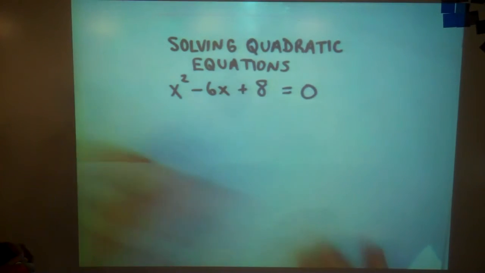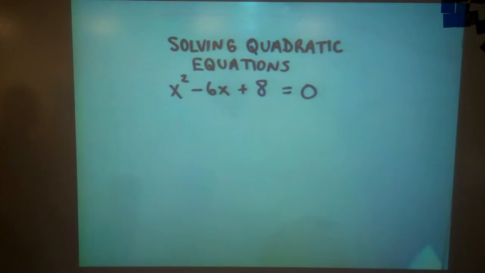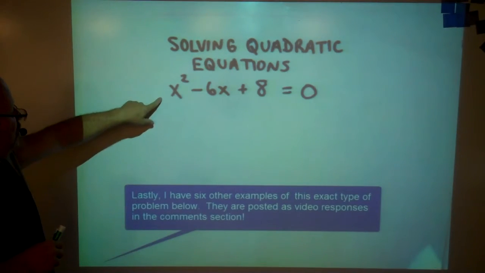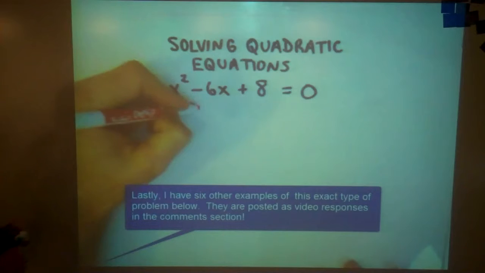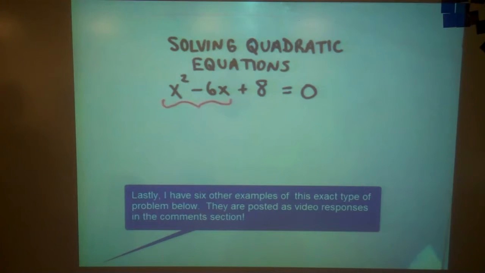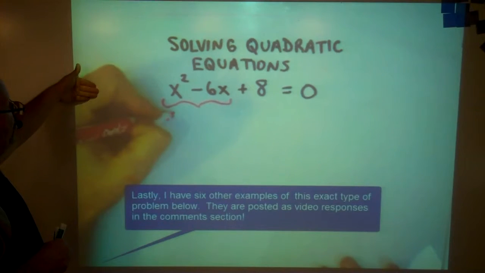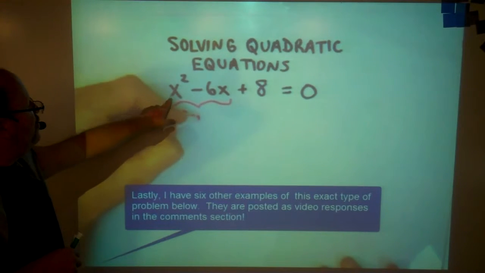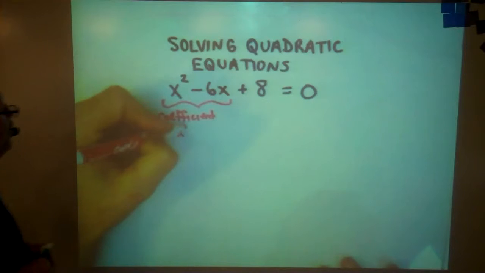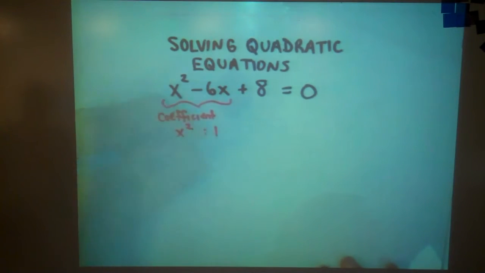And as I told you in class, the first important thing to look at would be that the lead coefficient is a 1. And if it isn't, what we have to do is factor out the common factor from these first two terms. So here we see the lead coefficient is a 1, so we get to skip that step.